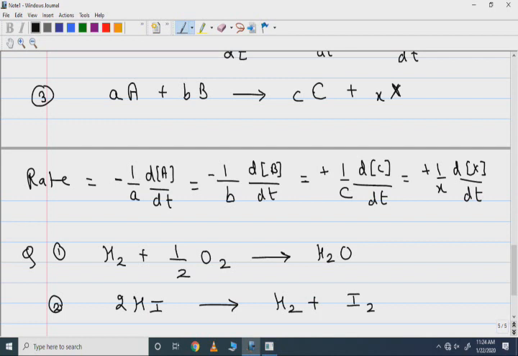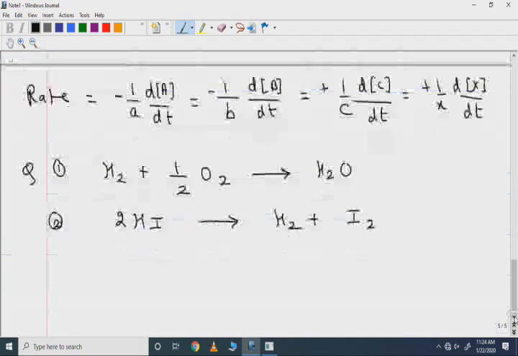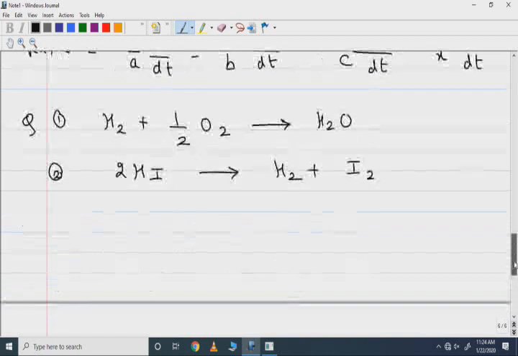Okay, so let's solve this. I'm writing the answer. Please cross check once.